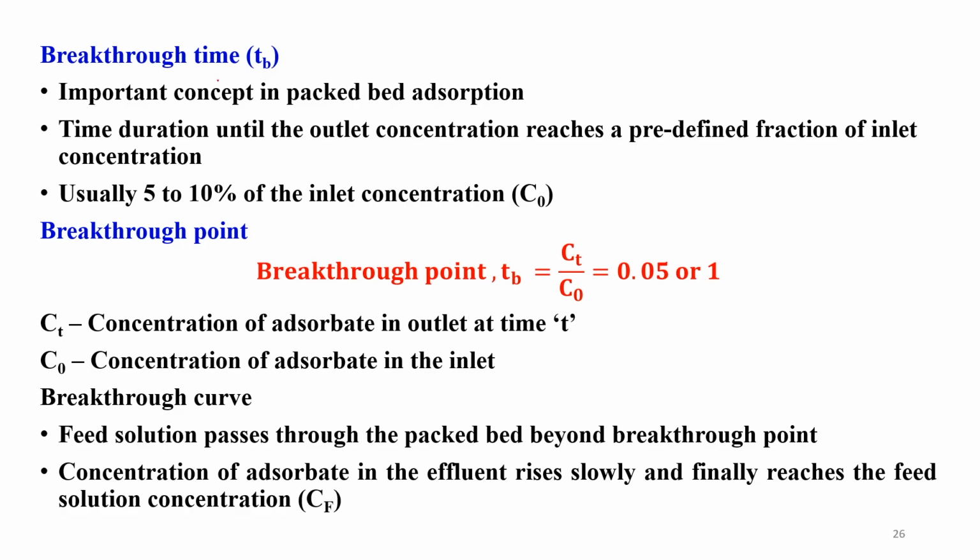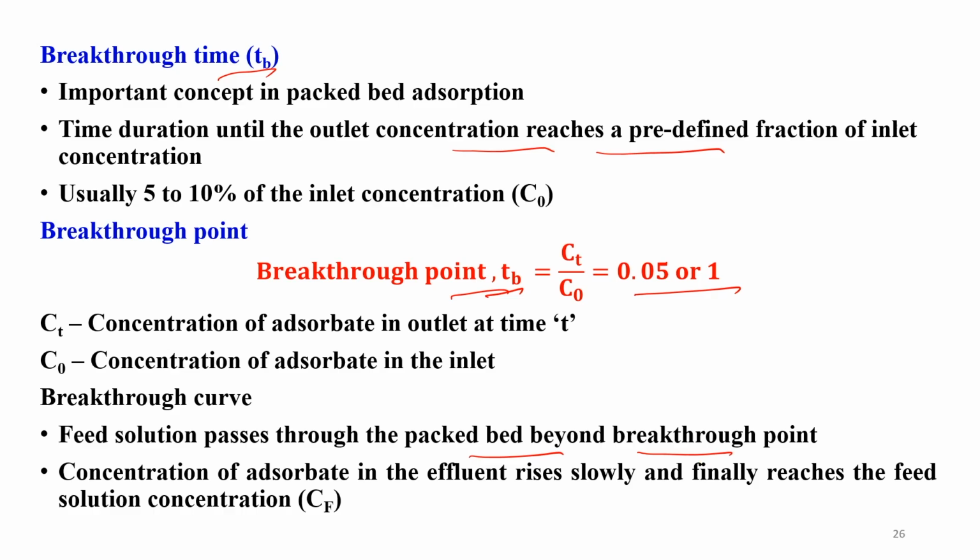There is one term called the breakthrough time. It is the time duration until the outlet concentration reaches the same as the initial concentration. It means there is no more adsorption taking place in the column. I say the column is saturated, and the breakthrough point comes when the ratio of C_t to C naught is close to 0.05 or 1. There we stop the operation of the column, and then you have to wash and regenerate it, and only then can it be reused.